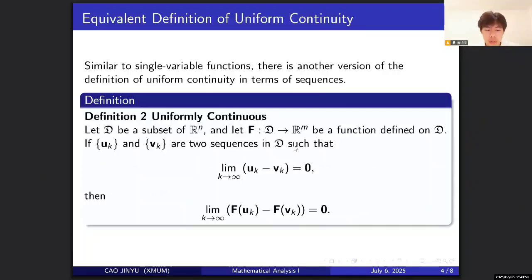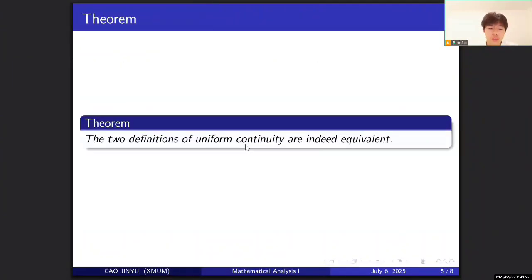Then you might be curious about the relationship between the two definitions. So here we provide a theorem stating that the two definitions for uniform continuity are actually equivalent. So why are the two definitions equivalent? Let's see the proof.